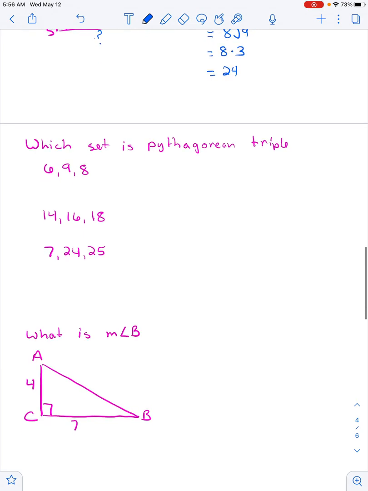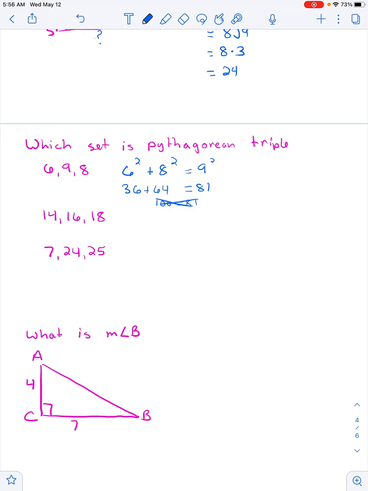Okay, so now we go through which side is a Pythagorean triple. So we do our two shorter sides squared, so 6 squared and 8 squared need to equal the longest side squared. So that would be 36 plus 64 needs to equal 81. 36 plus 64, so that would be 100. So that is not a Pythagorean triple.